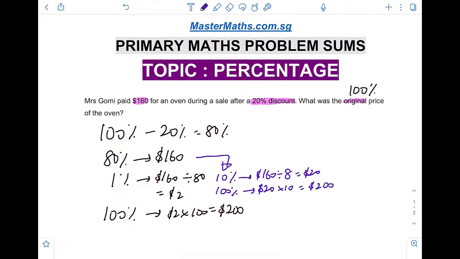Okay, whichever way works best for you, please adopt that way. If you find that this is better, then you don't need to find the 1% because it's rather a nice number here. Okay, so answer $200.